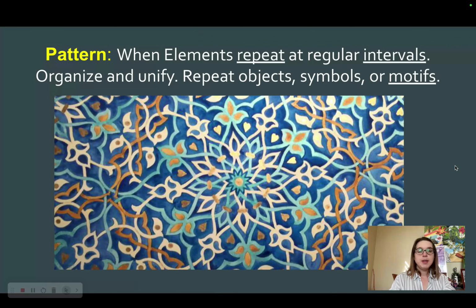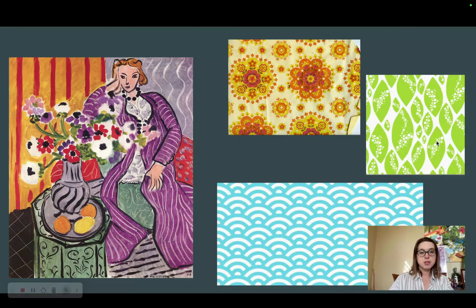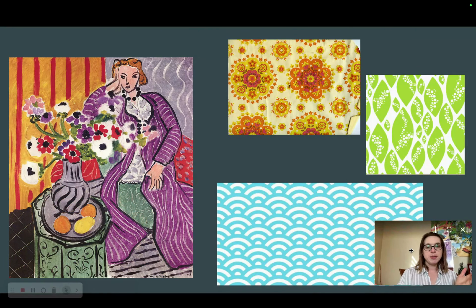And then there's pattern. Pattern is similar to rhythm, but pattern is when elements repeat at regular intervals. This is to help unify and organize the artwork. We could be repeating objects, symbols, or motifs. So this image here, yes, it uses radial balance, but it has a sense of pattern because of the repeating flower shapes and the repeating colors. All different types of pattern. Pattern usually has rhythm, but rhythm does not have to be a pattern.